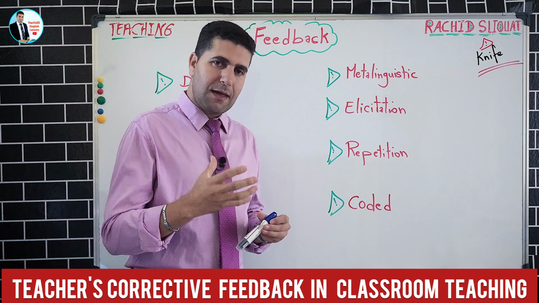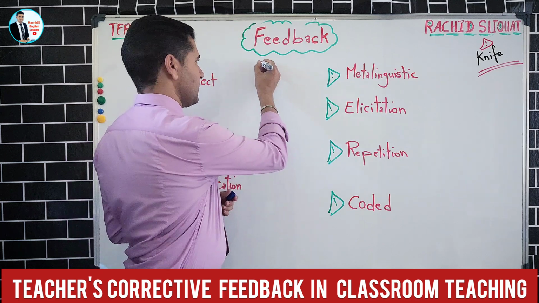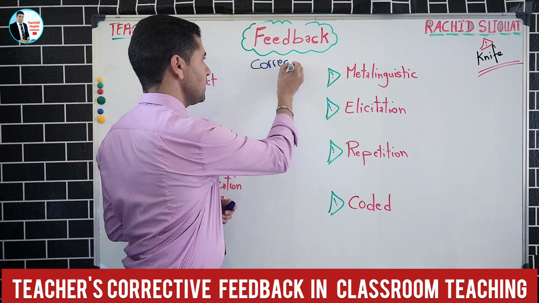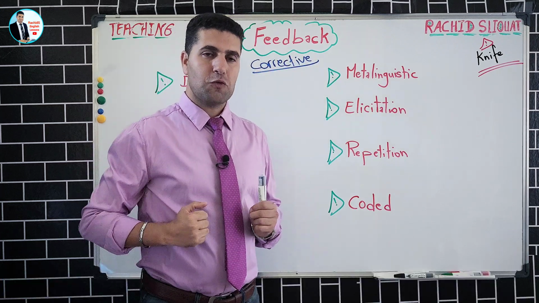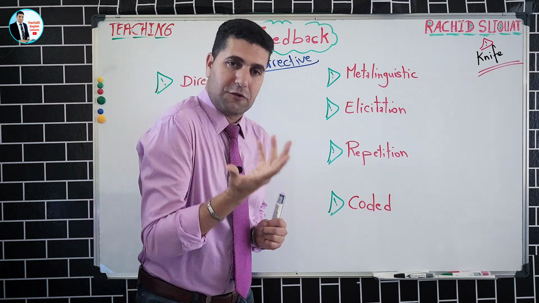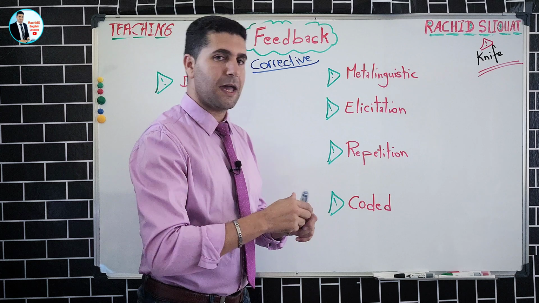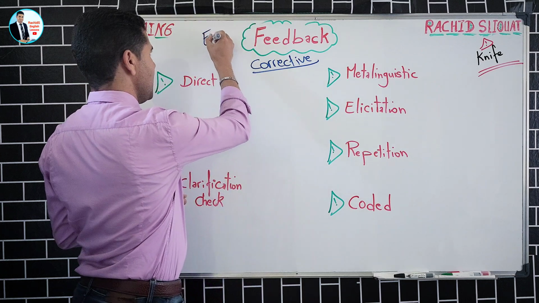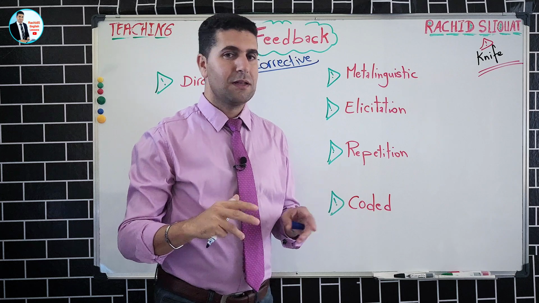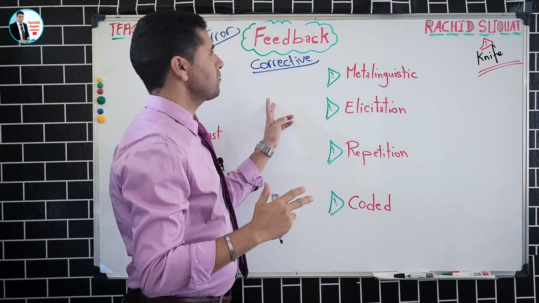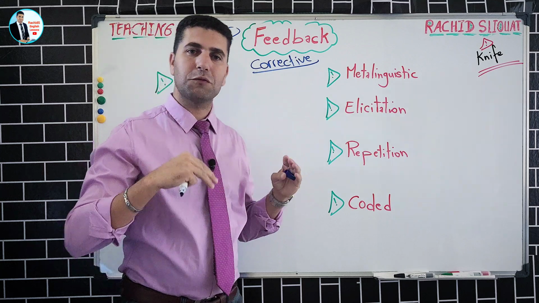When I say the teacher's feedback, I mean what we call the corrective feedback. Here we are going to deal with corrective feedback, which means the teacher's reaction when students commit an error. So this is what we mean by the teacher's feedback in the classroom, or the corrective feedback. Corrective feedback is always related to errors, when students commit an error.